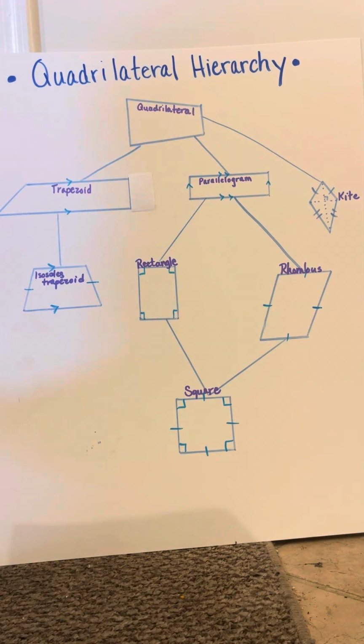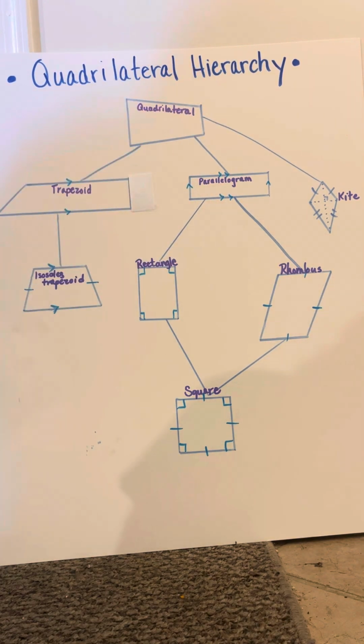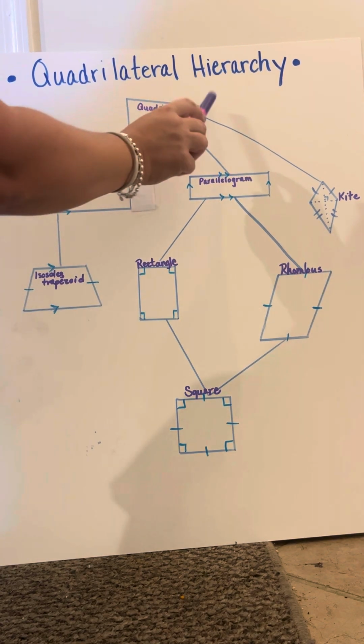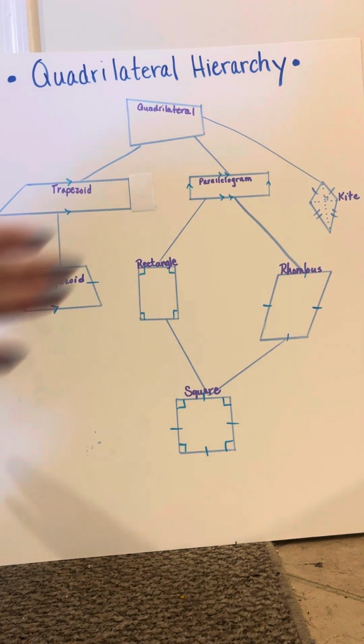Our quadrilateral hierarchy is kind of like a family tree for quadrilaterals. A quadrilateral is any shape with four sides. 1, 2, 3, 4. So a quadrilateral is any shape with four sides. But there are different types of quadrilaterals.